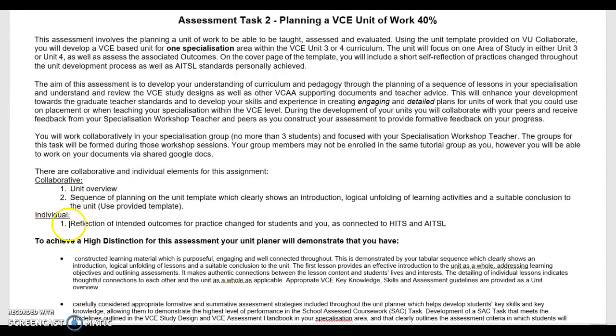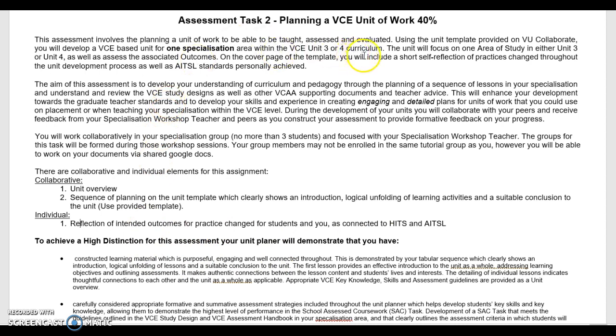Then we've got the individual reflection. So this is where you think about yourself as a professional, thinking about what you've experienced in this unit, what you've taken from it, what standards you've achieved, and where you are heading now that you've completed this unit.